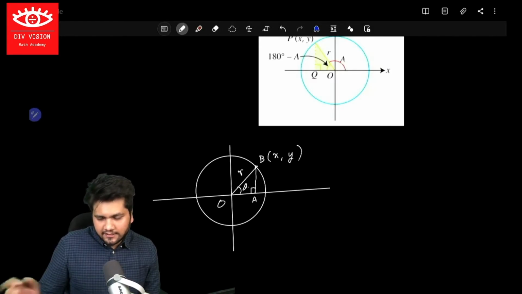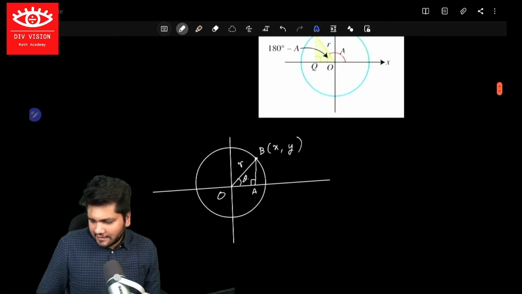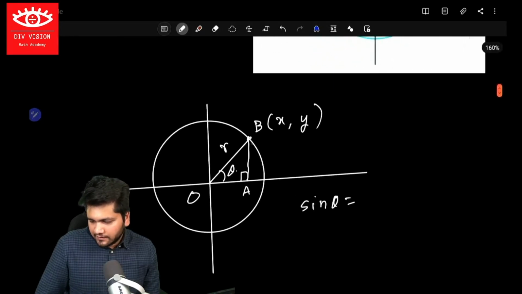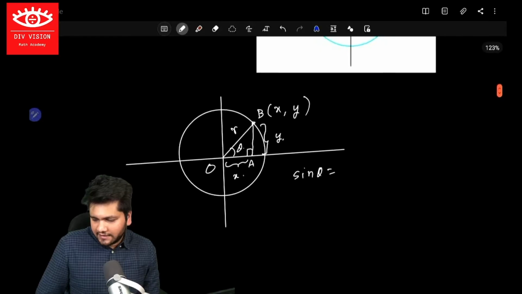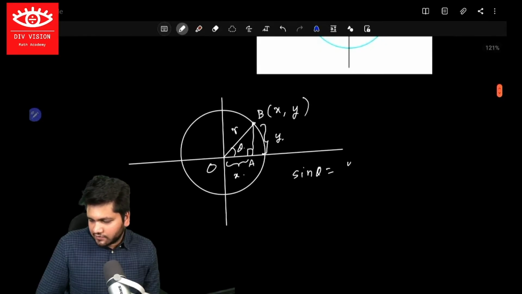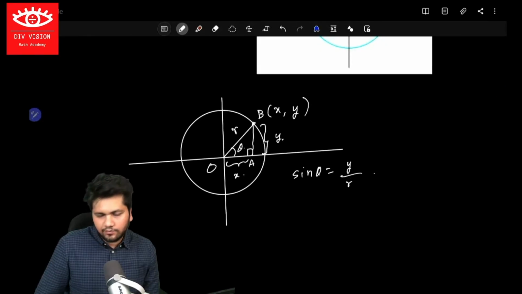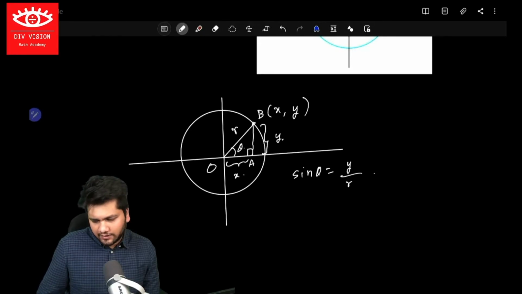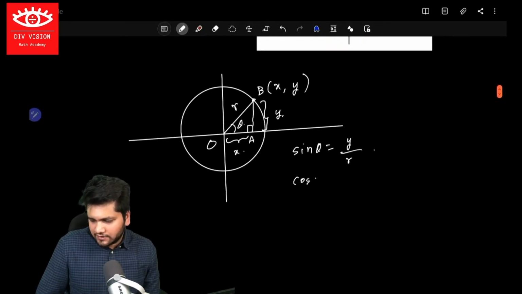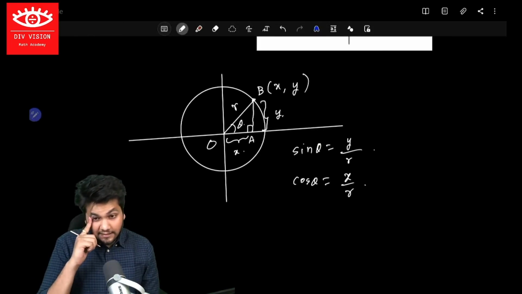Now, according to the traditional definition, basically opposite upon hypotenuse and all those things, we can get sine theta is equal to opposite. That's why opposite is going to be AB. Now, as you can see here, this AB is nothing but your y coordinate, and this OA is nothing but your x coordinate. So that's why your sine theta is going to be what? It's going to be opposite, that's why y upon hypotenuse, that's why r. Because r is the radius, that's going to be your hypotenuse. Similarly, cos theta is going to be adjacent. That's why x upon r. So this is your sine theta and cos theta.